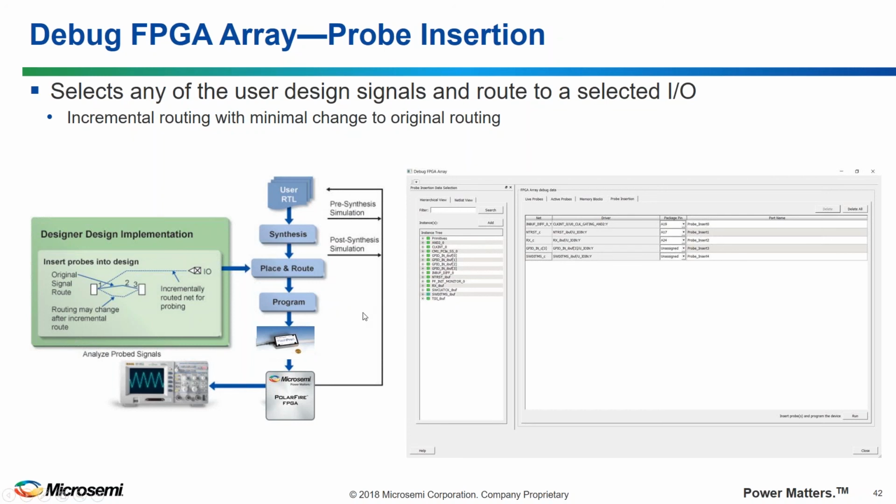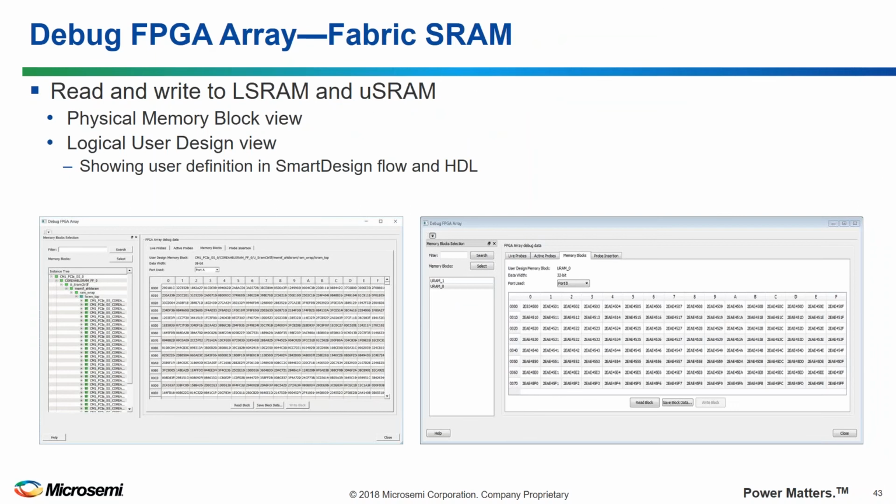So probe insertion has an advantage over live debug because you could bring out more than 2 signals at a time. But anytime you make a change with probe insertion, you have to go back and run layout, and then you have to program the device. With live probe, all you need to do is select a signal and assign it to channel A or channel B. And probe insertion relies on the layout engine, so it's not available in the standalone version of SmartDebug.